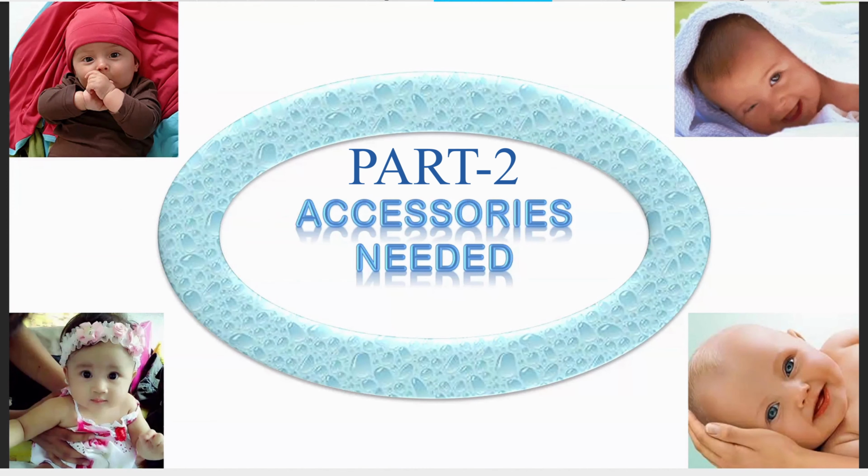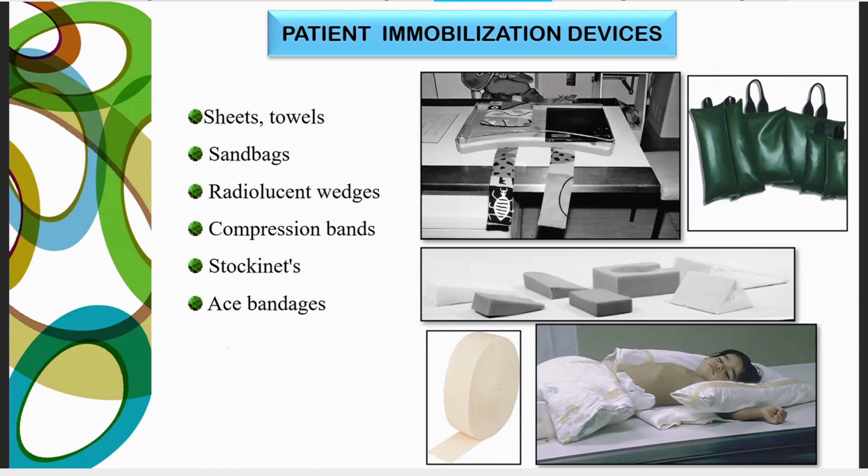Accessories needed for pediatric imaging in radiology. The main accessories are patient immobilization devices, that is sheets, towels, sandbags, radiolucent wedges, and compression bands. This is a special compression band which comes with the pediatric pad, and then tourniquets and ACE bandages. These are the immobilization devices used in radiological imaging for pediatric patients.